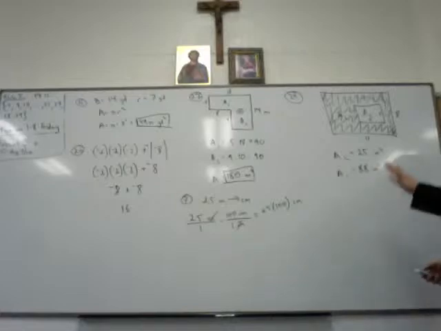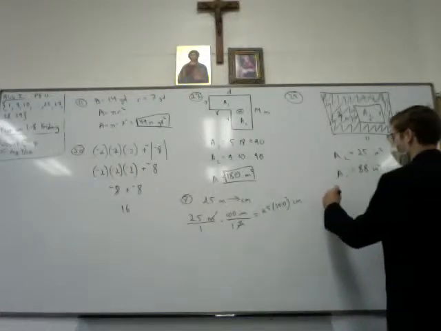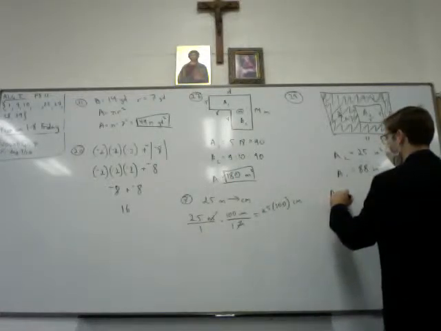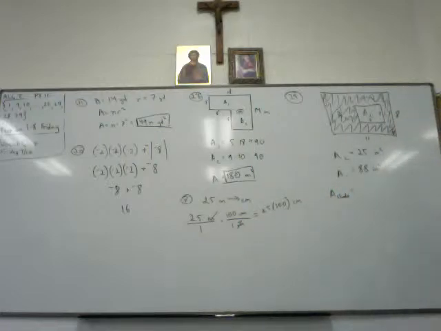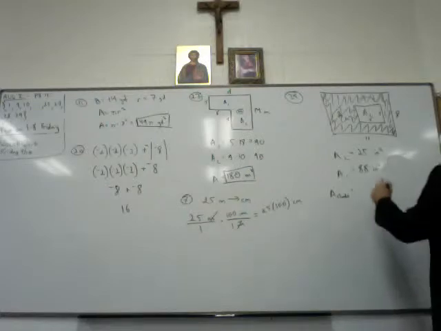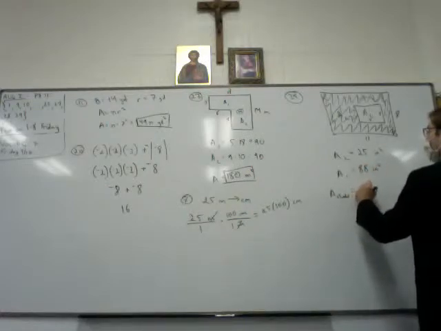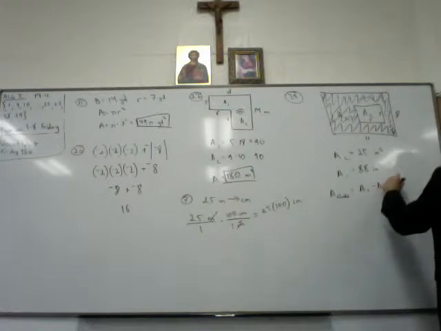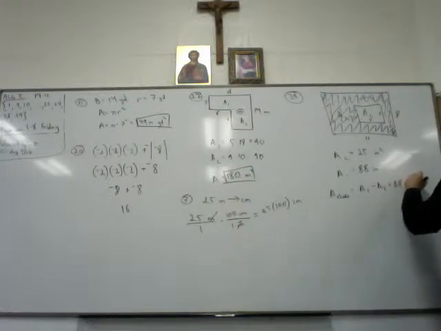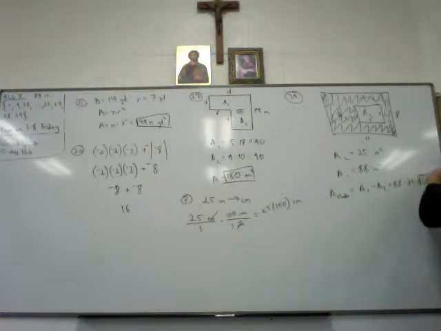So what's the area just of the shaded part? How are we going to find that? You don't have to calculate it. We're going to take the area of the whole thing and subtract the area of the piece that we cut out. So it's 88 minus 25, and yes, we get 63 square inches.